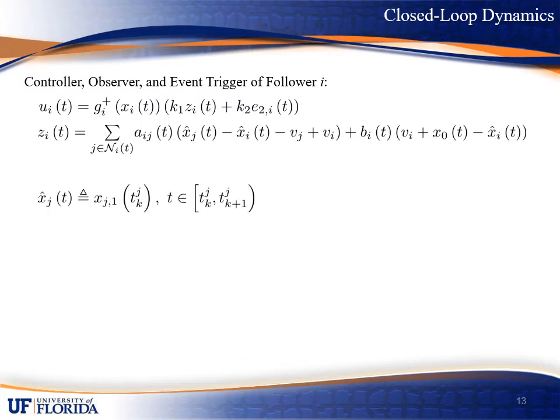The zero-order hold observer that generates the state estimate of follower j is presented here, and the sequence of broadcast times for follower i is generated by the event trigger presented here. Note that phi2 and phi3 are positive parameters that can be found within the paper, and epsilon is a positive parameter used to exclude Zeno behavior.